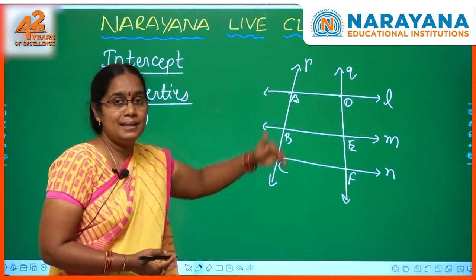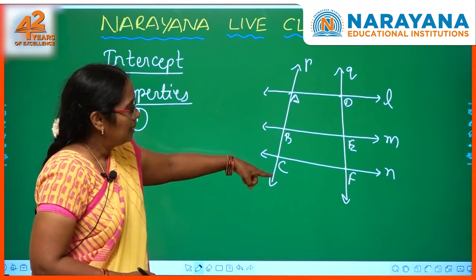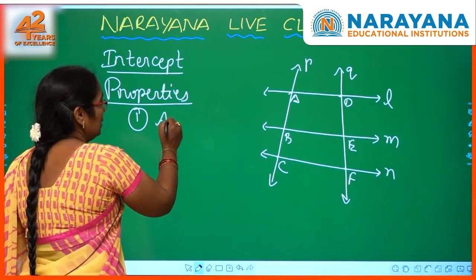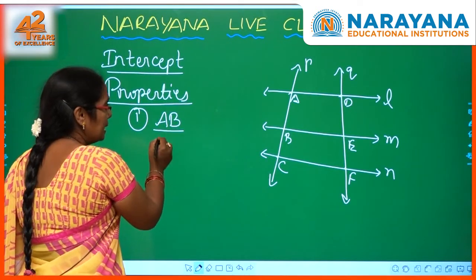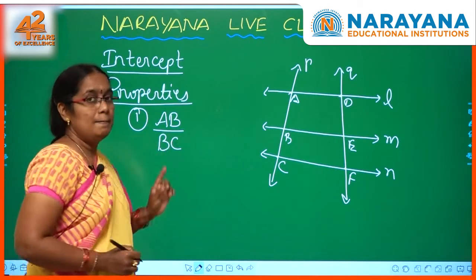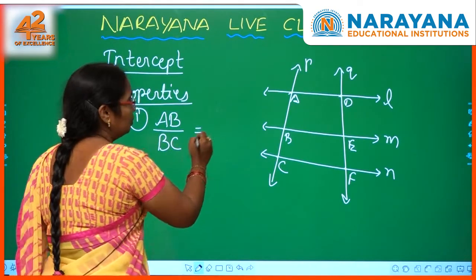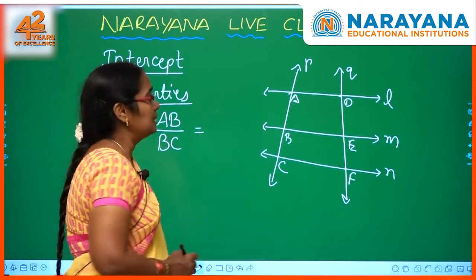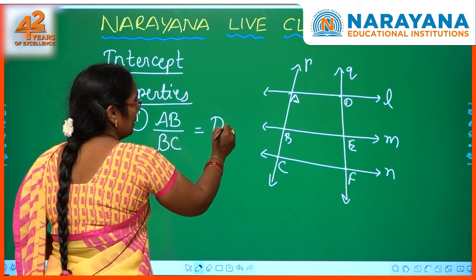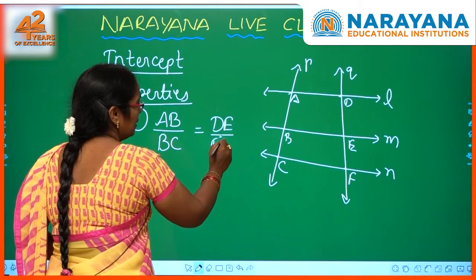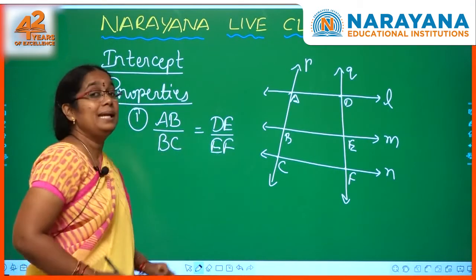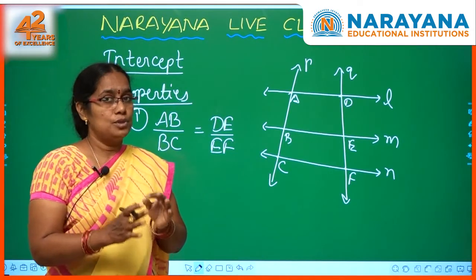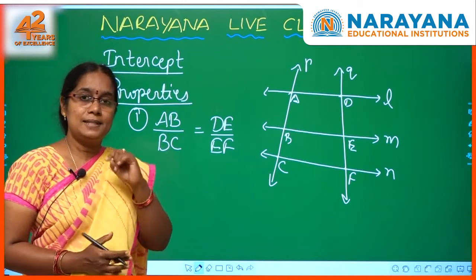Ratios of the intercepts. What is the ratio of these intercepts on the first transversal? AB by BC. AB by BC is equal to, what is the ratio of the intercepts of another transversal? DE by EF. So ratios will be equal, nothing but the intercepts are in proportion. Okay, that is first property.